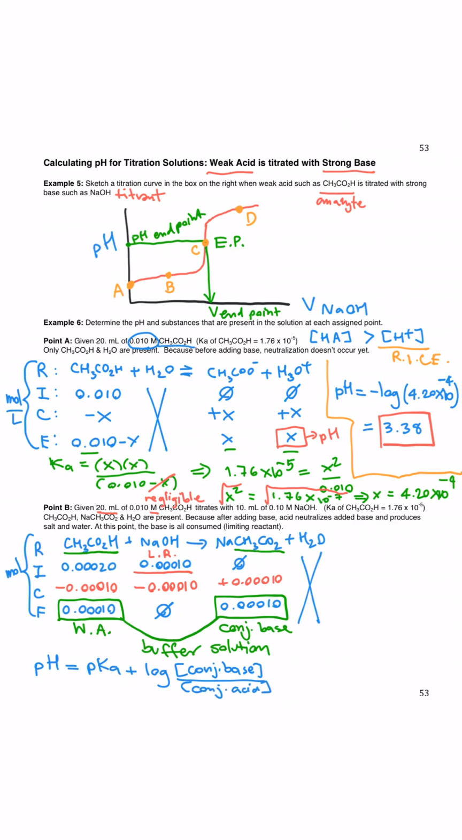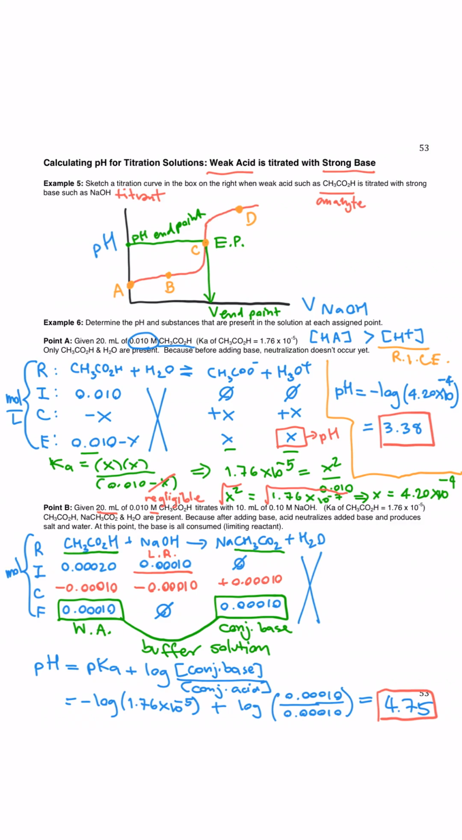And as mentioned earlier, because this solution is in the same volume at the end, they both are going to be in the same volume. Therefore, we don't need to convert it into a concentration. We can just use the number of moles and plug into this Henderson-Hasselbalch equation. You will get the pH of 4.75.